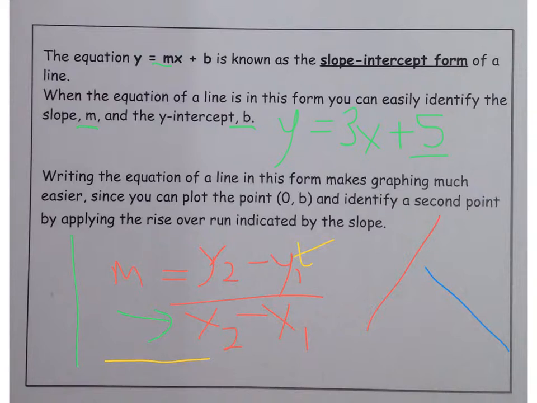So now the really important part of this is that when you write an equation of a line in this form, you can graph it much easier, since you can plot this point here very easily. Like I said here, (0, 5) would be the point for this graph that I would immediately start with, because when x is 0, y is 5. And then I can identify a second point by applying the rise over run as indicated by the slope. We're going to give you an example of that now.